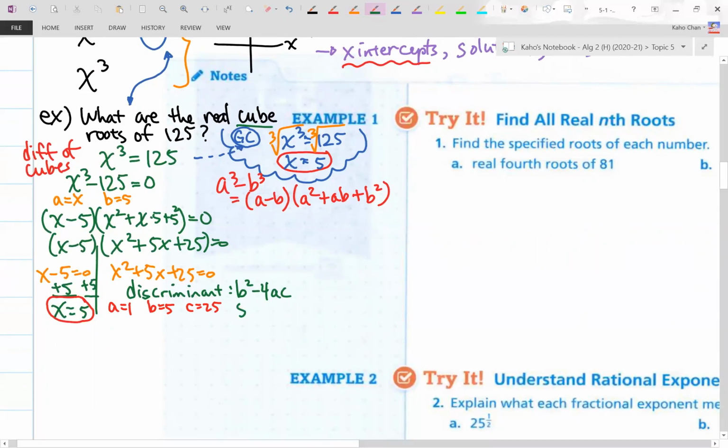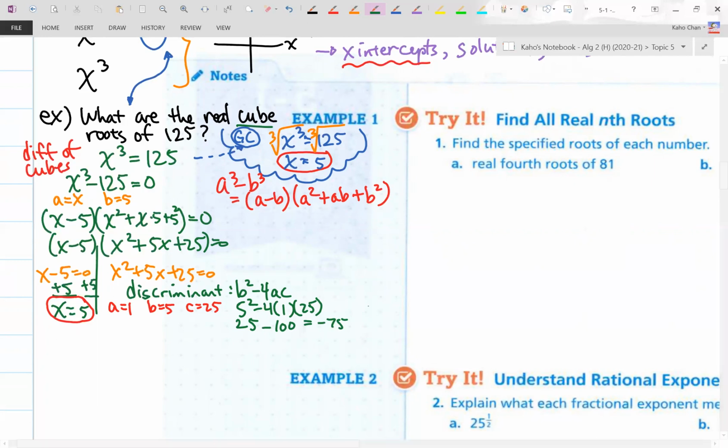B is 5, squared, minus 4, A is 1, C is 25. So we have 25 minus 4 times 1 times 25, which is 100. Aha! 25 minus 100 is negative 75. The discriminant is negative. Remember, the discriminant is part of the quadratic formula.